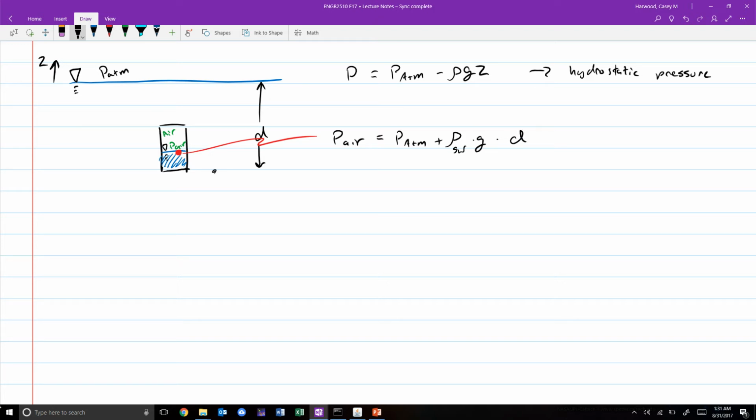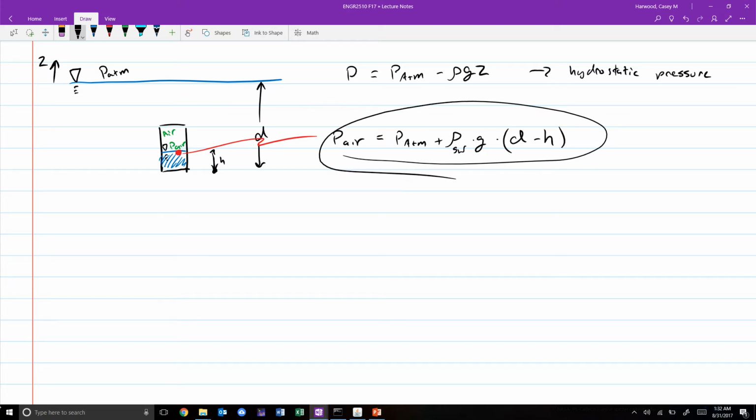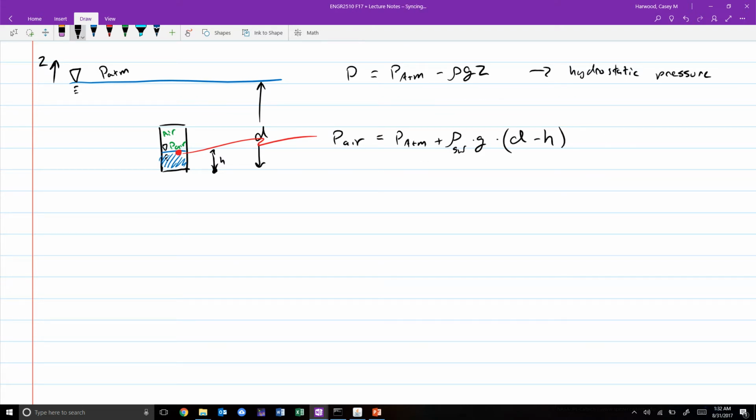minus H. That gets us the pressure at this point, at the very bottom of the tank, and then minus H gets us the pressure as we travel back up this distance H inside of the tank. So here's one expression for the pressure inside the tank created by simply the hydrostatic pressure variation. This pressure is created by the weight of the water, and it's balanced by the pressurization of the air contained within the tank.